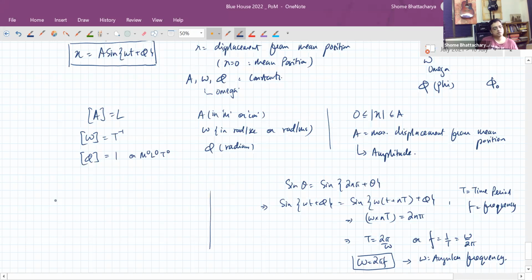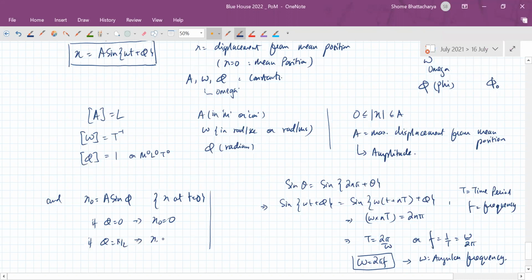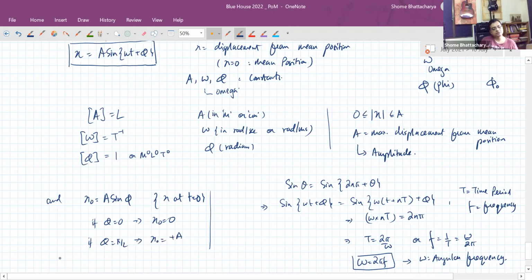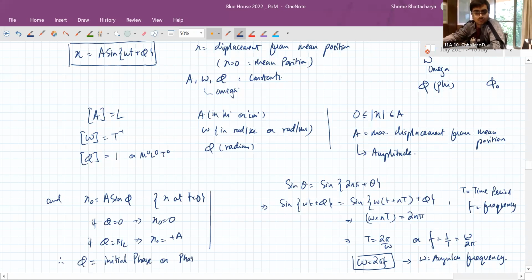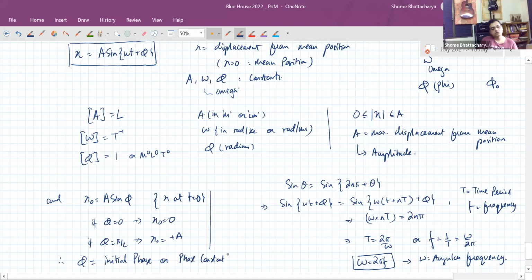And finally, this is the value of x at t equal to 0. So the value of phi determines the starting point. For example, if phi is 0, then the starting point is from mean position. If phi is pi by 2, then the starting point is from the positive amplitude, and so on and so forth. So that is why phi is called the initial phase, or it's also sometimes called the phase constant, because it tells you the initial position from which the oscillation is starting.